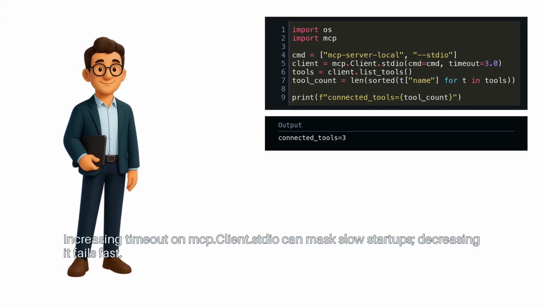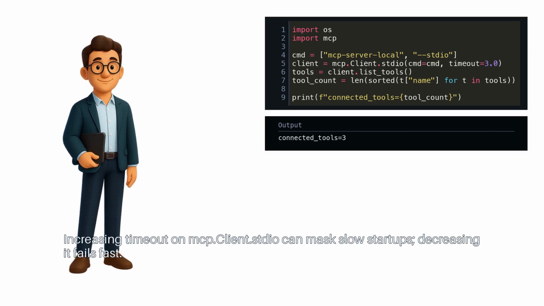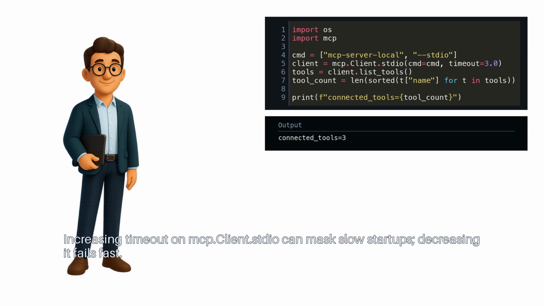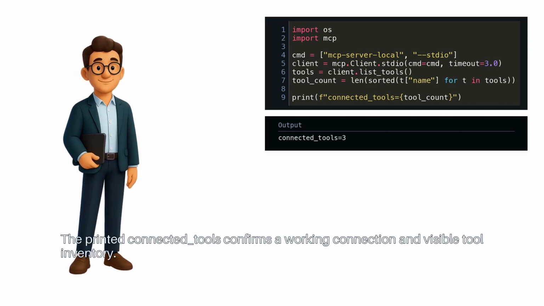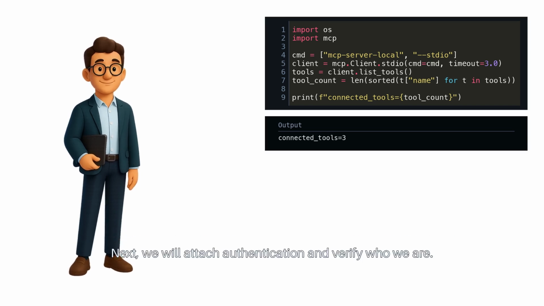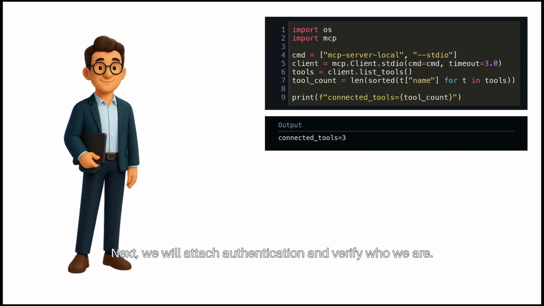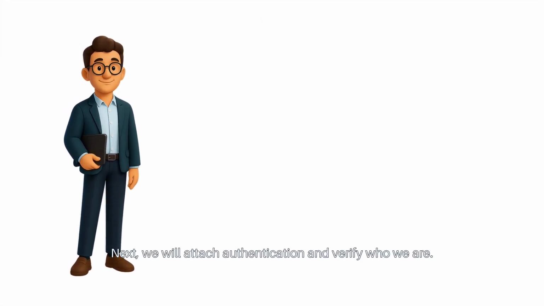Increasing timeout on mcp.Client.stdio can mask slow startups. Decreasing it fails fast. The printed connected tools confirms a working connection and visible tool inventory. Next, we will attach authentication and verify who we are.